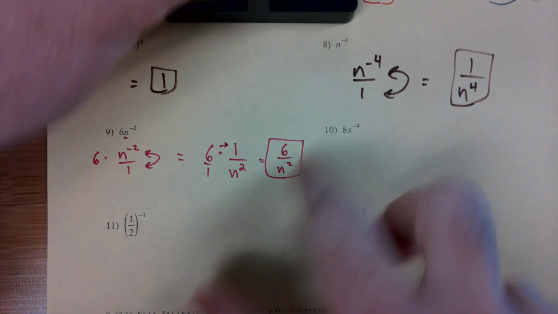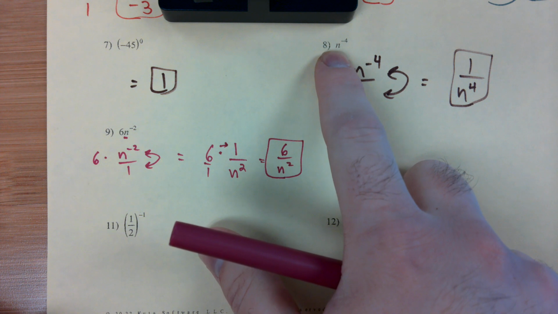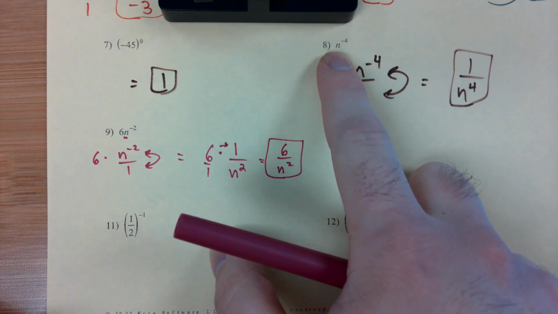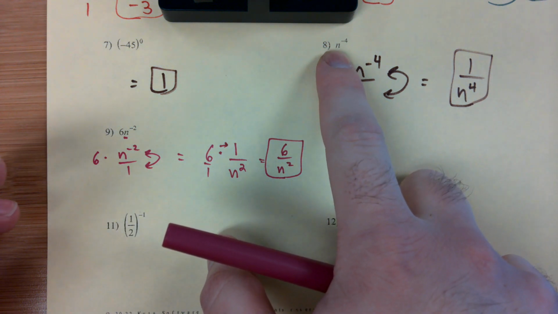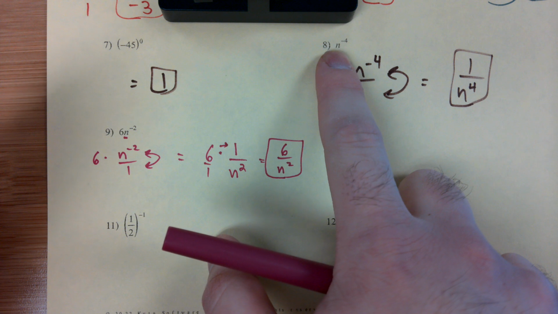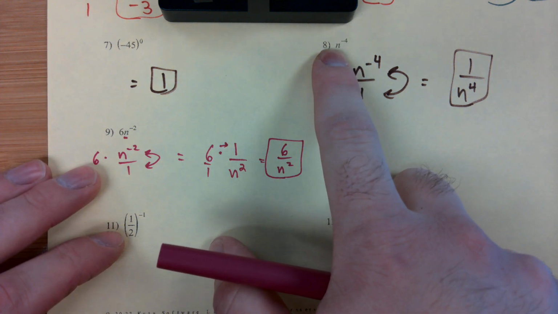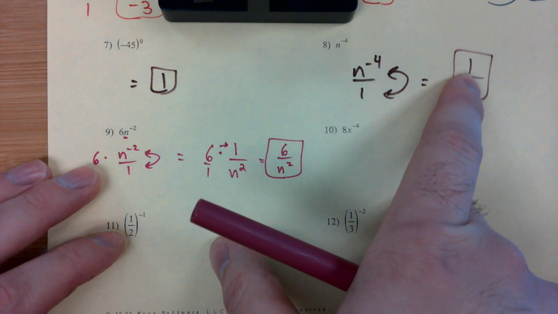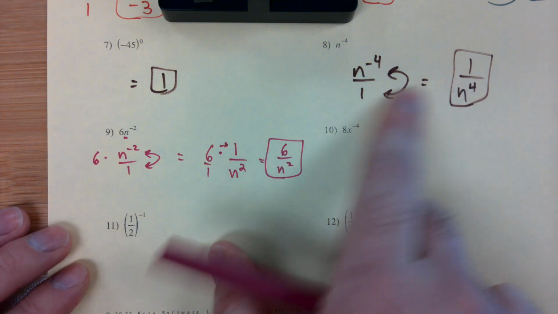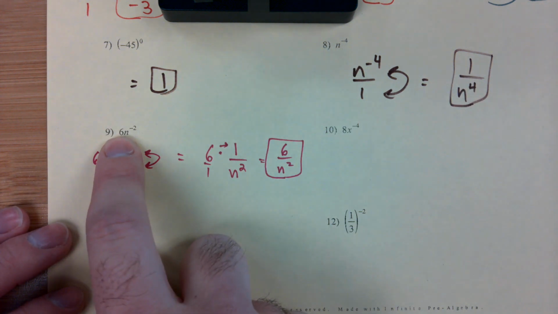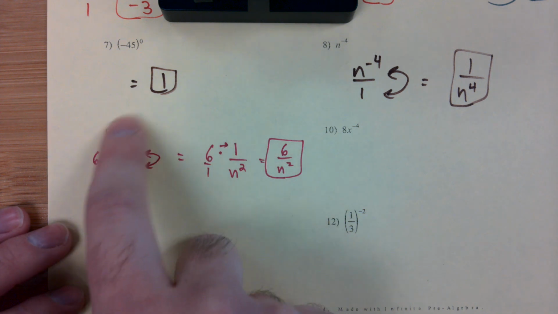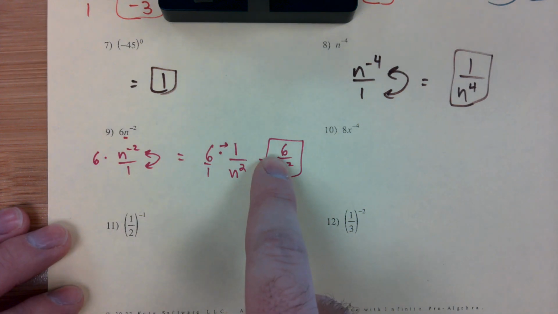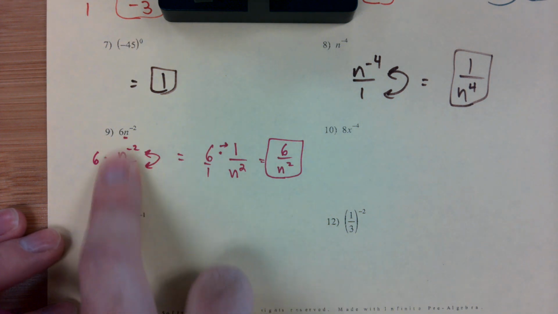So remember, take a look at number 8. What's our coefficient of n in number 8? Negative 4. That's our exponent. What's our coefficient? The number in front. 1, right? When you don't see a number, the coefficient's 1. What was our final numerator for this answer? 1. What's our coefficient in number 9? 6. The 6 in front. And what was our numerator in the answer? 6. Okay, so your coefficient becomes your numerator, and then your variable gets flipped down to the bottom.